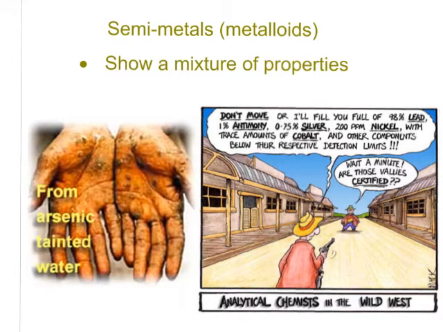And when we talk about semi-metals, or metalloids, sometimes they're called, they basically show a mixture of properties, and there aren't very many on the periodic table. We have silicon, germanium, arsenic, antimony, and tellurium. Sometimes boron is considered a semi-metal, and sometimes polonium and astatine. So you'll see a little bit of variation on the very upper and lower end of the periodic table as to whether some of those are included. But semi-metals basically show a mixture of properties.